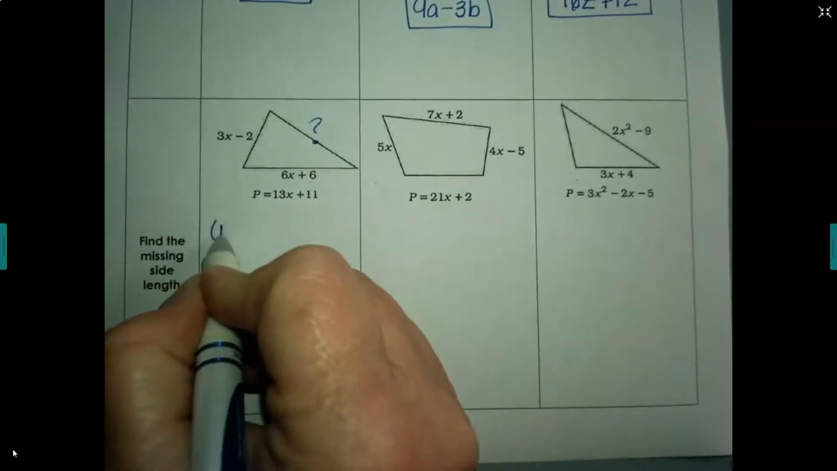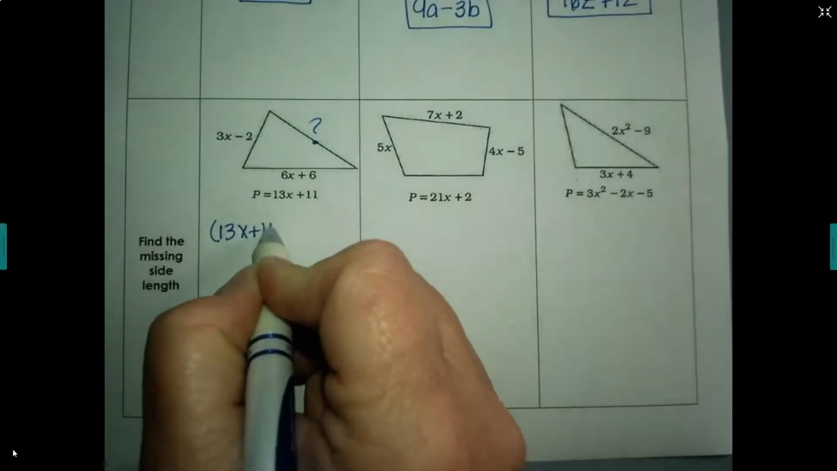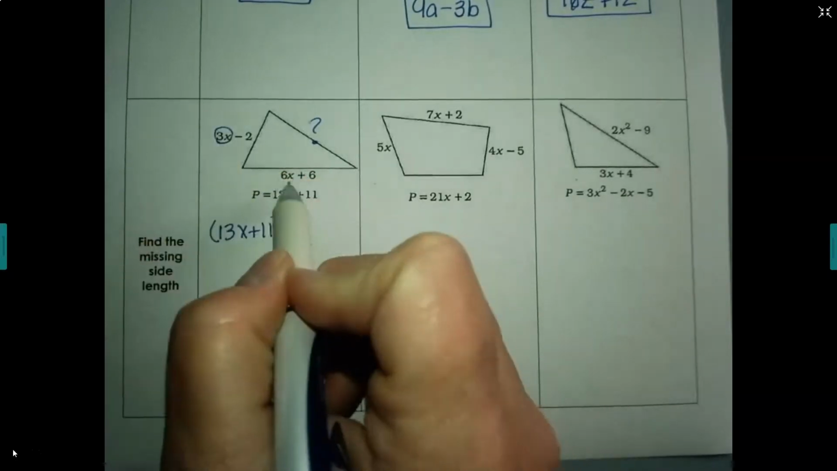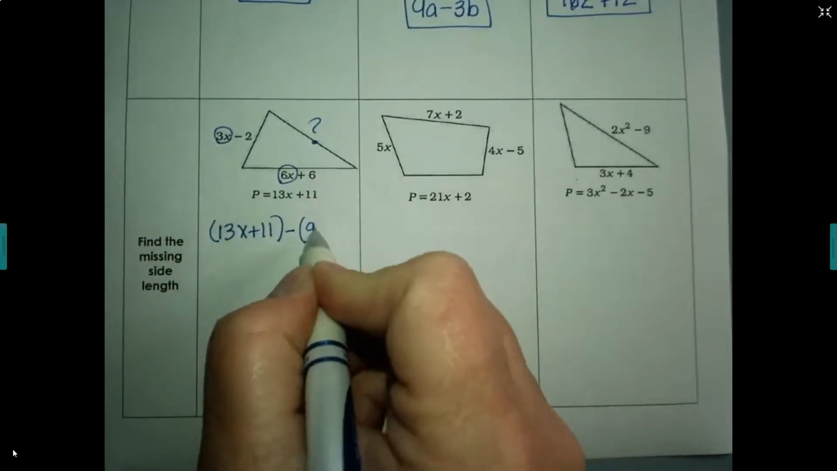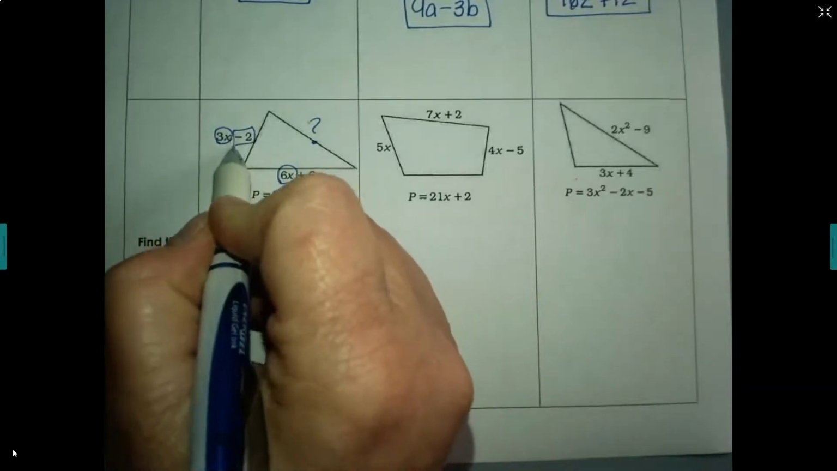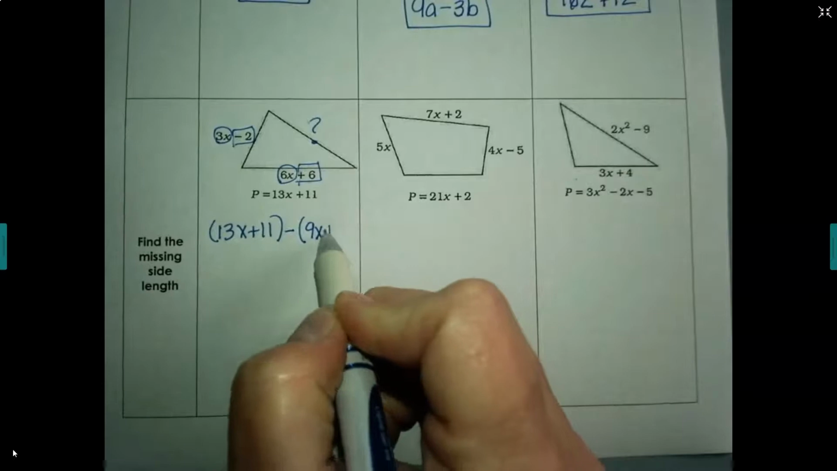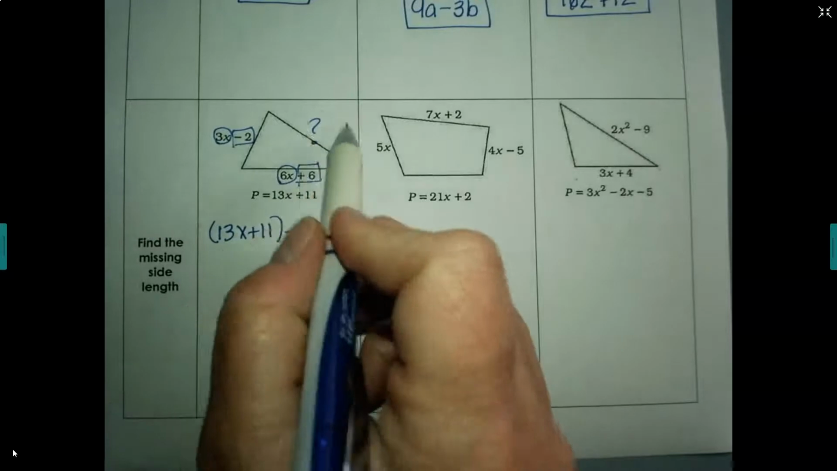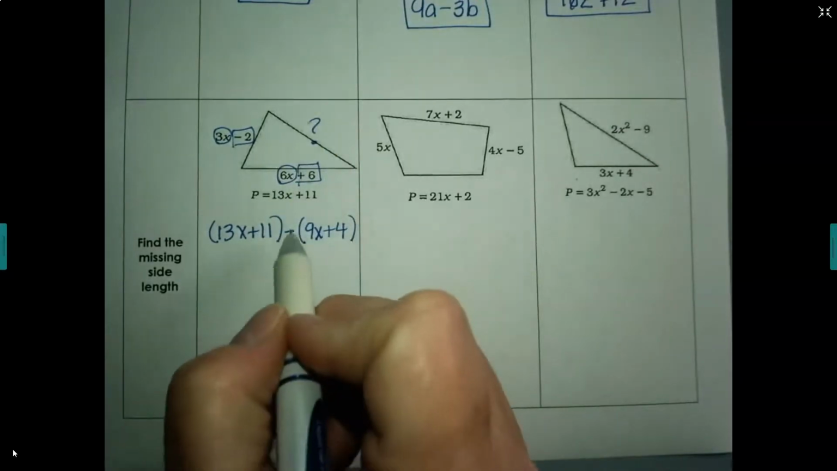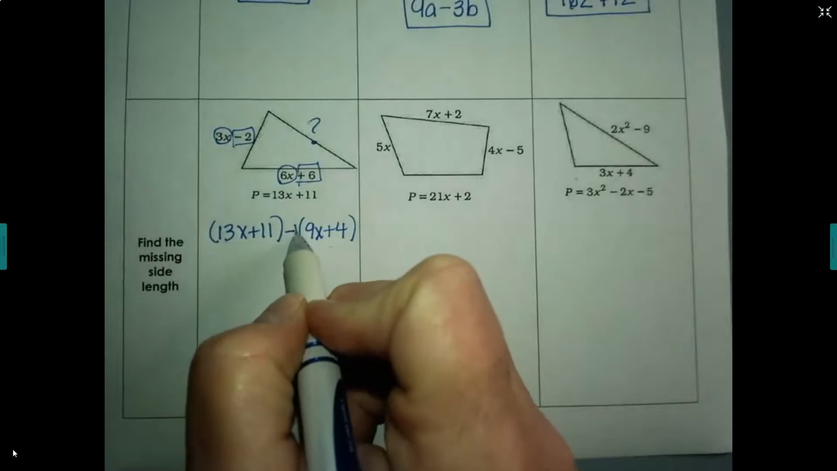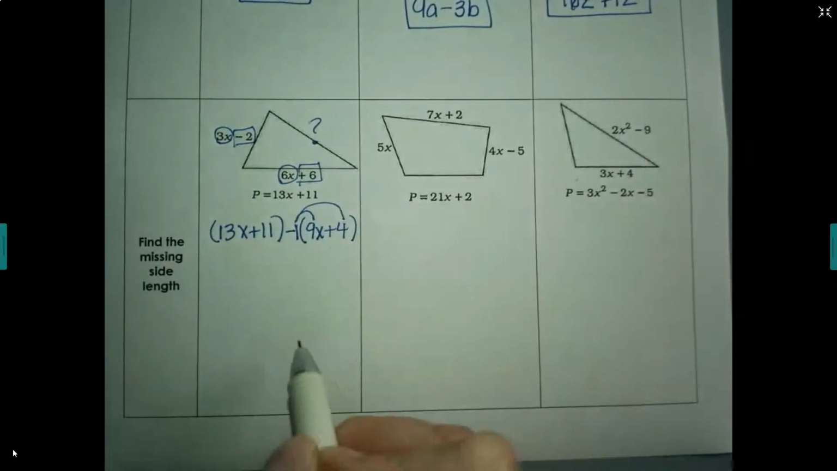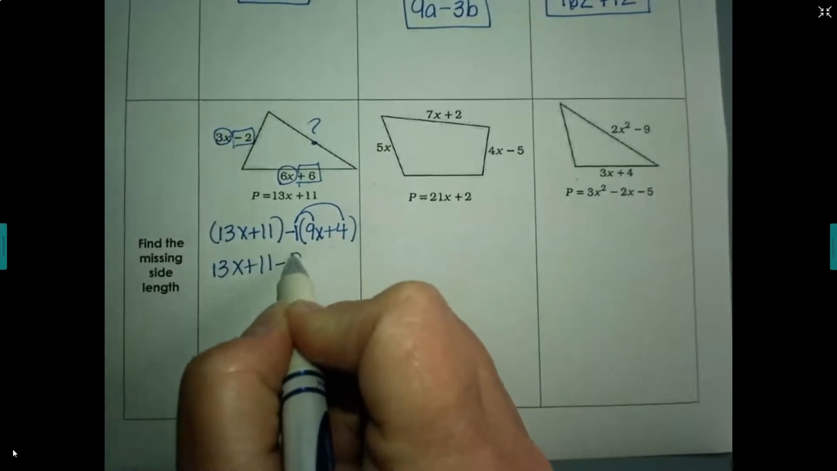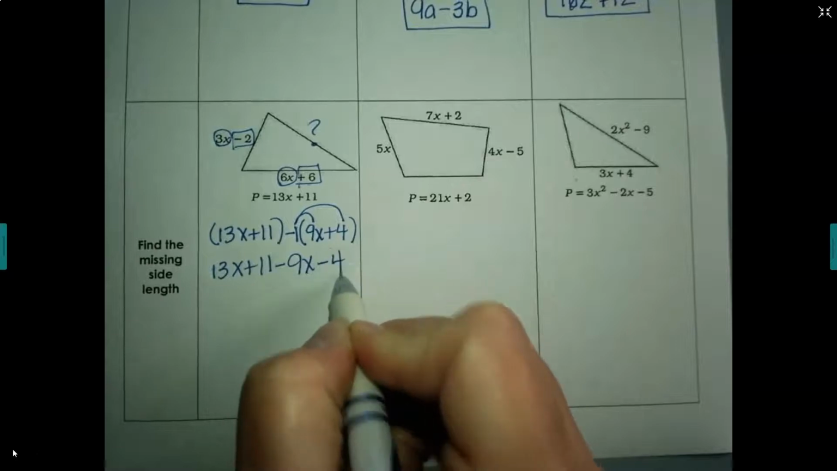So I know I'm going to take 13x, I'm going to take my answer, and I'm going to subtract what I already know. What I already know is I got a 3x and a 6x, so that's 9x. I have a negative 2 and a positive 6, so that's positive 4. This is what I already know. Anything that's left over once I do the subtraction is the last side. Remember, when we subtract, there's really a negative 1 there that you need to distribute through. So we have 13x plus 11 minus 9x minus 4.